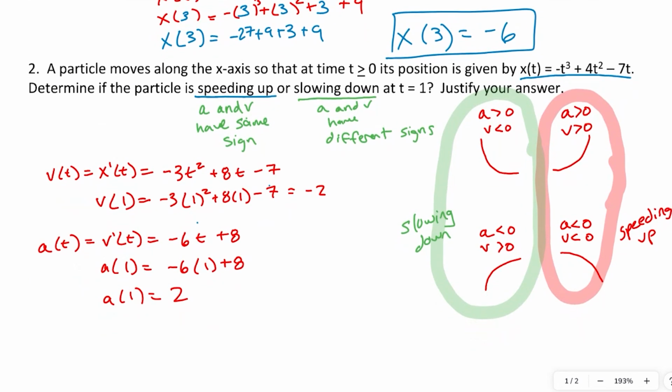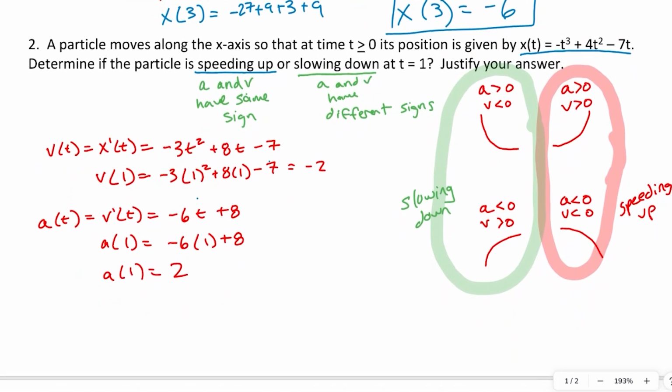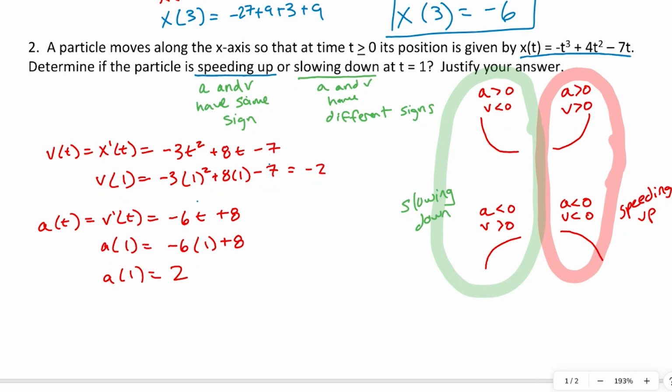All right, so let's see if you've been paying attention. Is the object speeding up or slowing down? So how do we know? The velocity is negative. The acceleration is positive. They have different signs. So what's our conclusion? Yes, slowing down.